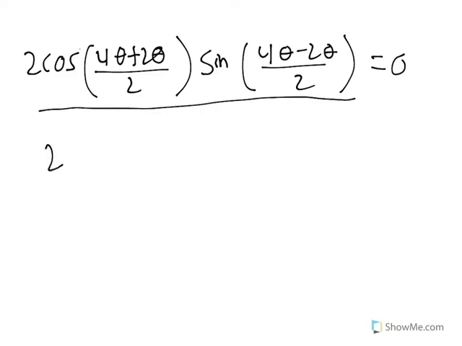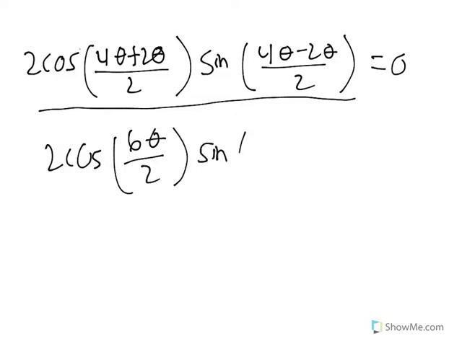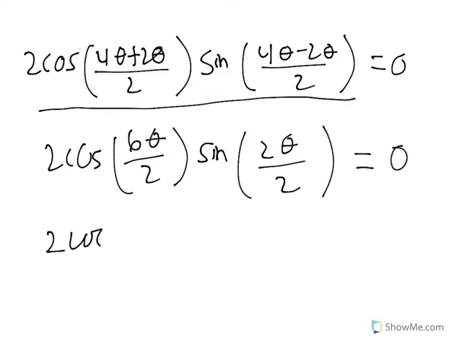Now what we want to do is simplify this part right here. So you have 2 times the cosine, 4 theta plus 2 theta is 6 theta over 2, times the sine of 4 theta minus 2 theta, which is 2 theta over 2, equals 0. You have 2 cosine of 3 theta, because 6 theta divided by 2 is 3 theta, times the sine of theta, because 2 theta divided by 2 is just theta, equals 0.